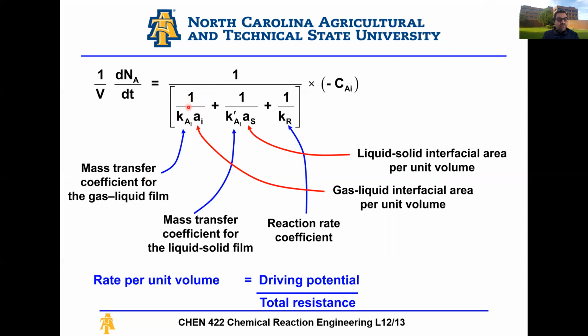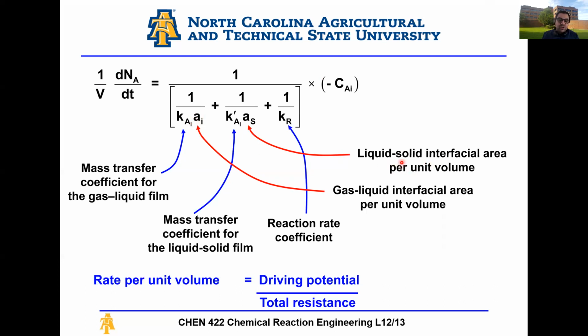So in this case, I have my mass transfer coefficient for gas liquid, and I have my gas liquid interfacial area per unit volume. And this gas liquid interfacial area basically depends on your average bubble size. So you get your average bubble size, you calculate its area, you calculate its volume, you divide these two expressions, and you get your interfacial area for the gas liquid interface. Then moving on to the liquid solid film, this is my mass transfer coefficient, and I have liquid solid interfacial area, and this is different than the gas liquid interfacial area.